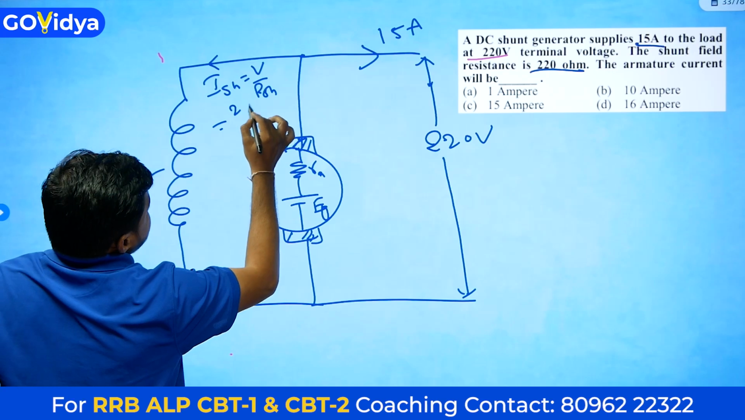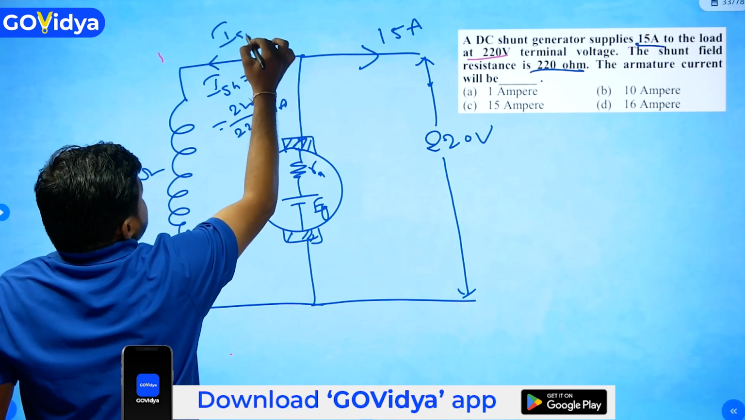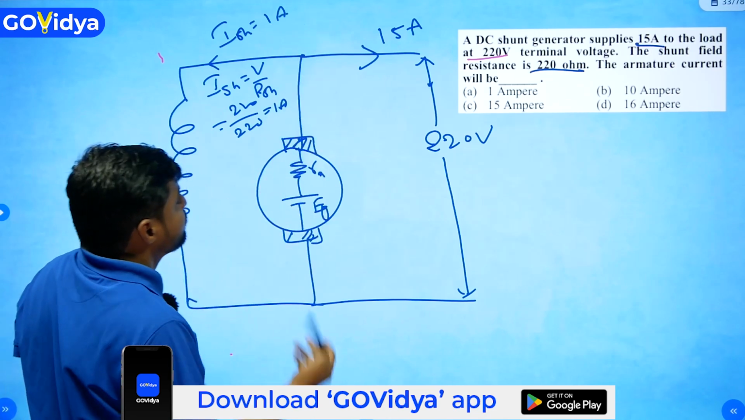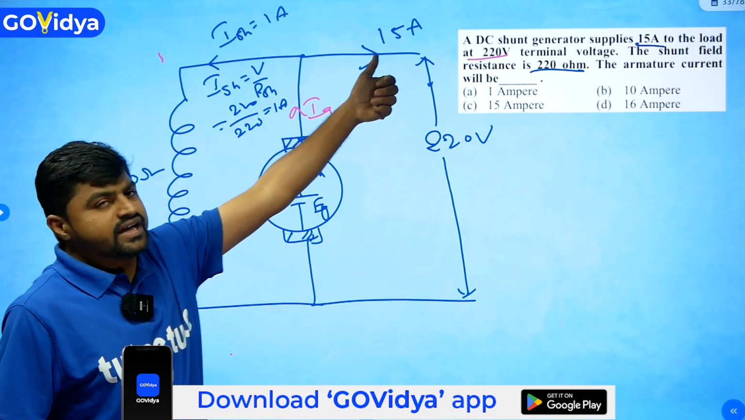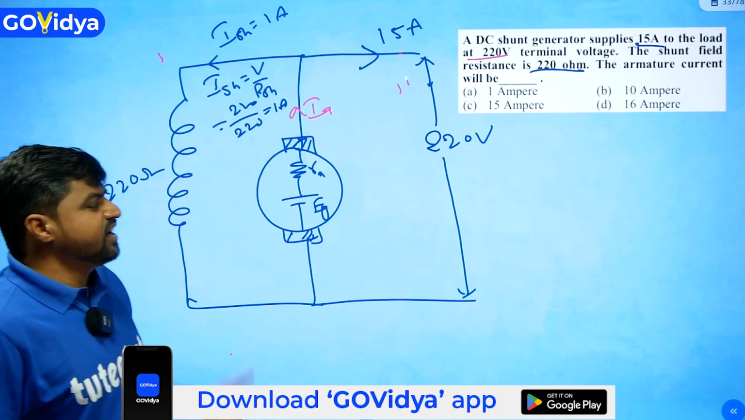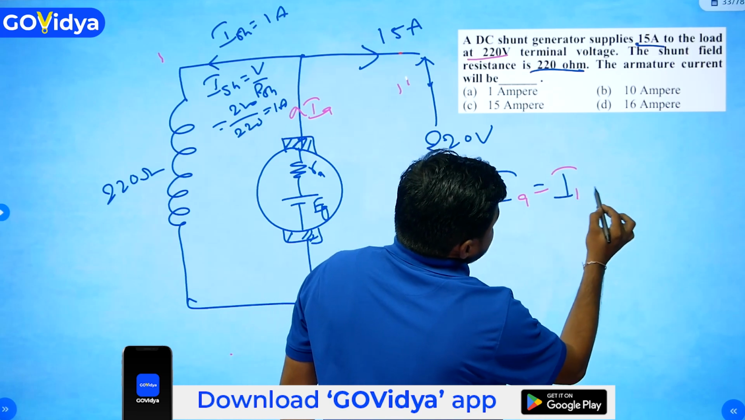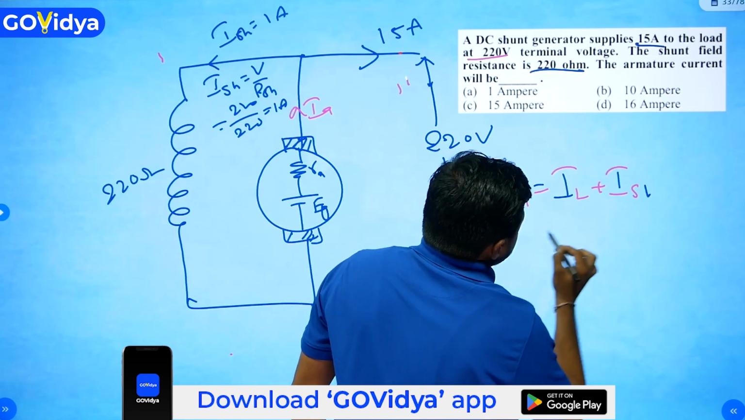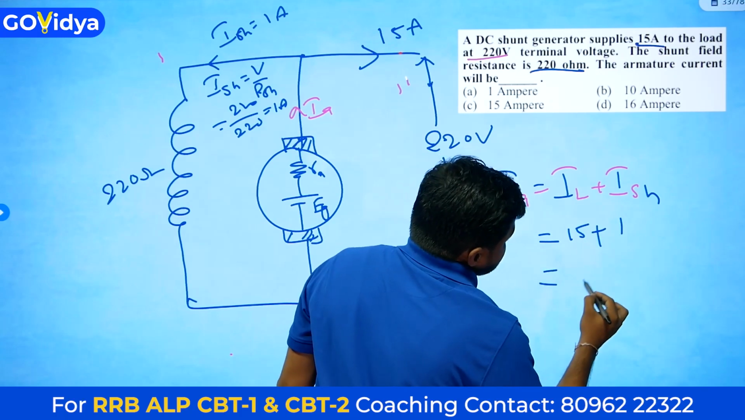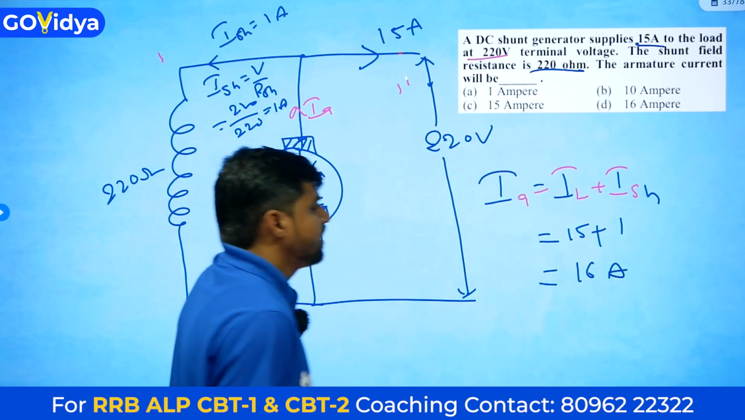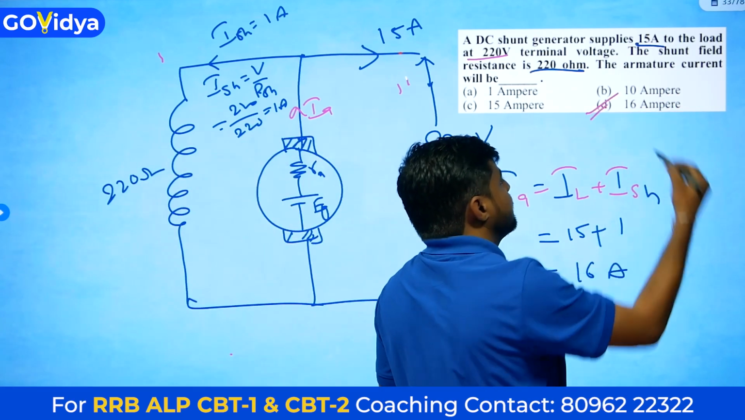V by R is 220 by 220, which is equal to 1 ampere. ISH is equal to 1 ampere. Now we have to find armature current IA. Armature current IA is equal to load current plus shunt field current. Load current is 15 amperes, shunt field current is 1 ampere. 15 plus 1 is 16 amperes. Armature current is 16 amperes. From the options, option D is the correct answer.